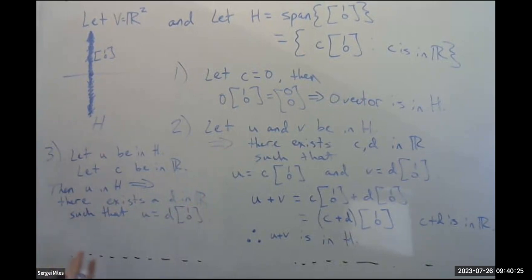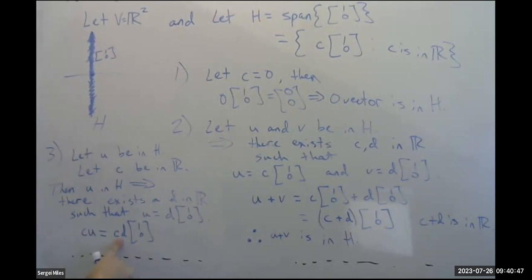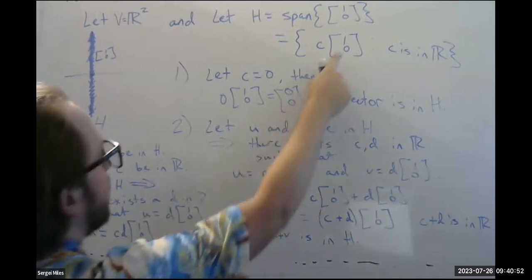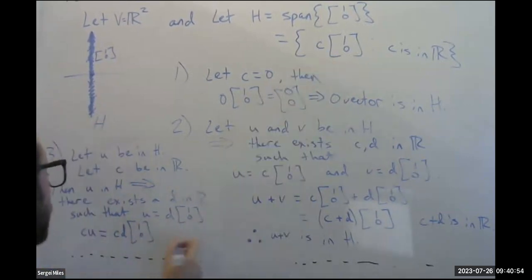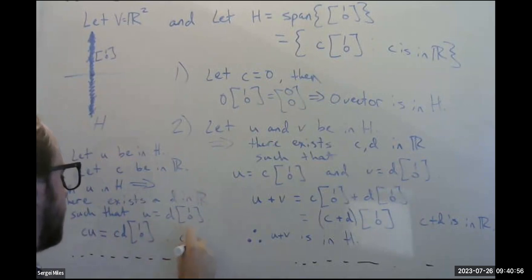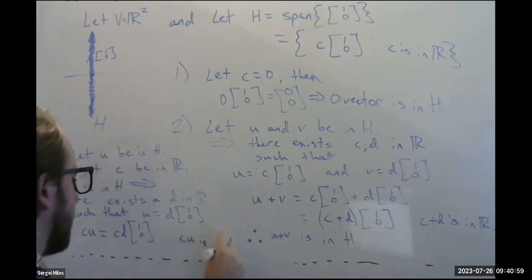Okay? The very last thing here, though, is that we want to check, well, what is C times U? We want to check if I scale this arbitrary vector U by an arbitrary constant, what happens? Well, C times U then is C times D times (1, 0). But C times D is really just some constant. It's just some real number in R. So C times U is just a scalar of (1, 0). It is just a combination of (1, 0). And in fact, we get, therefore, Cu is in H.